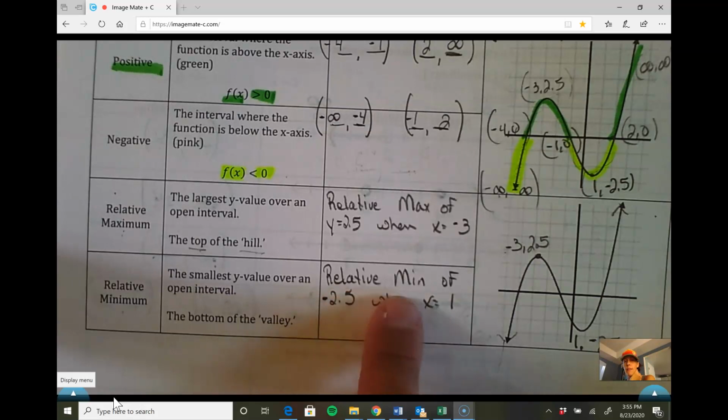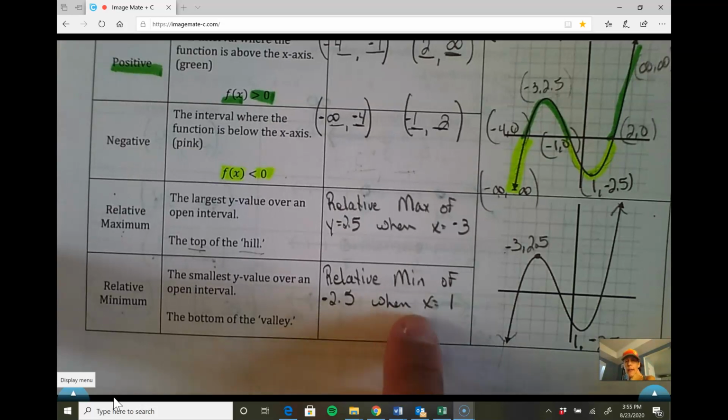So we write it as the relative min of, and then here I don't put the y, I just say what the y value is, of -2.5 when x equals 1.